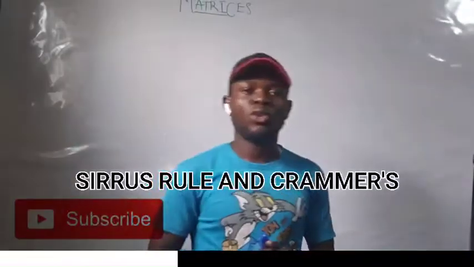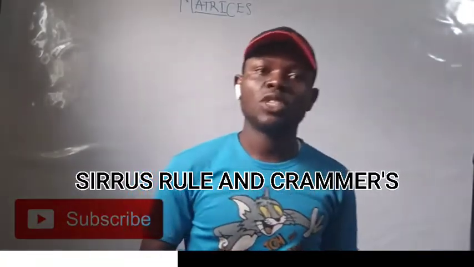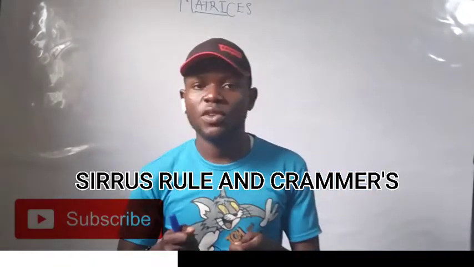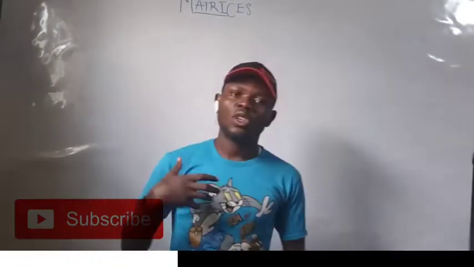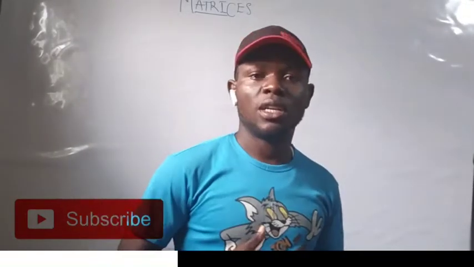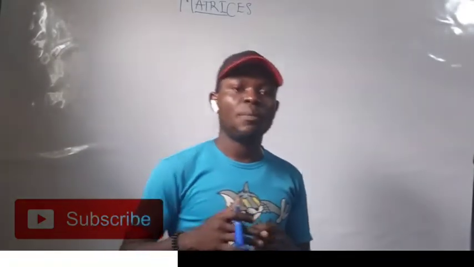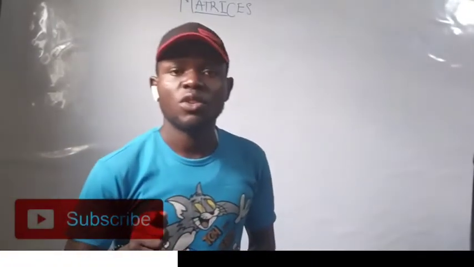Matrix, making use of both the Sirrus rule and the Cramer's rule. In the last class, we talked about solving for the determinant of a 2 by 2 matrix. But in this class, we're going to be talking about solving for the determinant of a 3 by 3 matrix and upwards. Then, we're going to be making use of Sirrus rule and Cramer's rule, like I said initially.